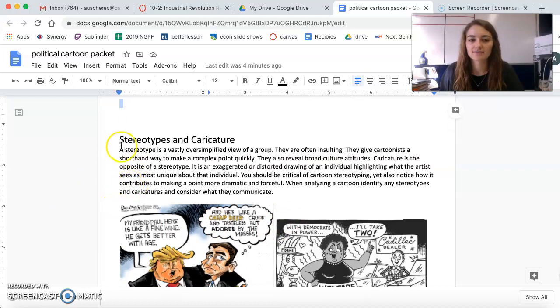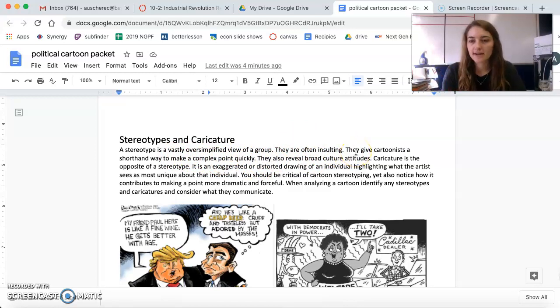Maybe I'll be okay. The next tool that political cartoonists use are stereotypes and caricatures. A stereotype is a vastly oversimplified view of a group. They are often insulting. They give cartoonists a shorthand way to make a complex point quickly. They also reveal broad cultural attitudes.